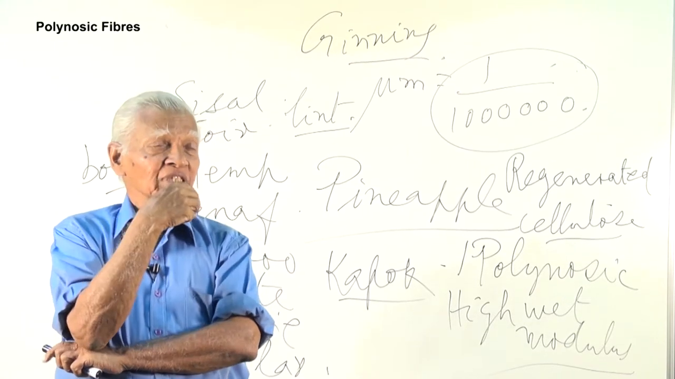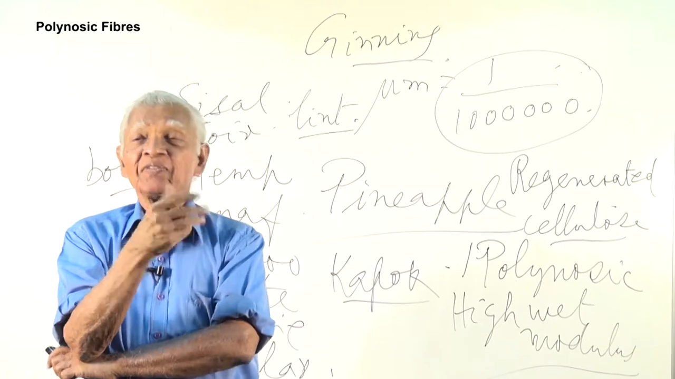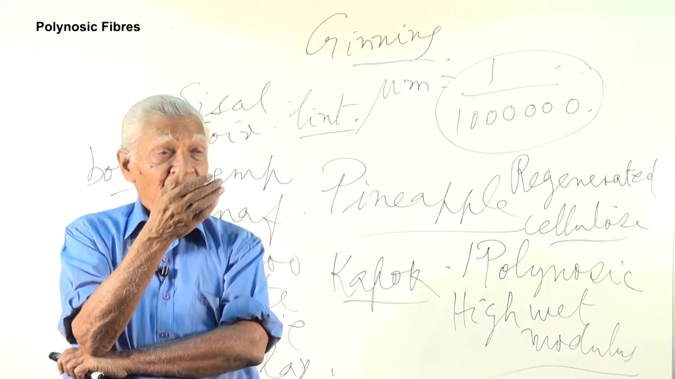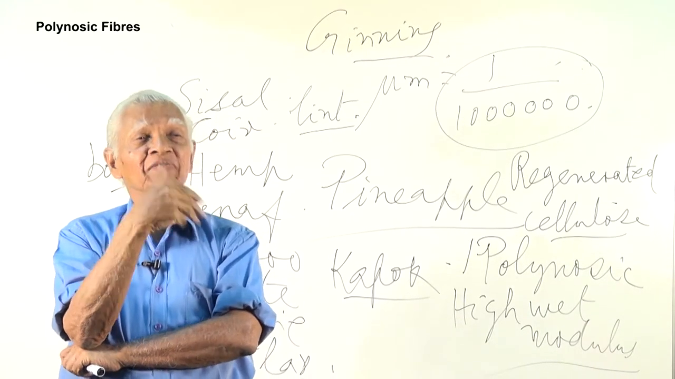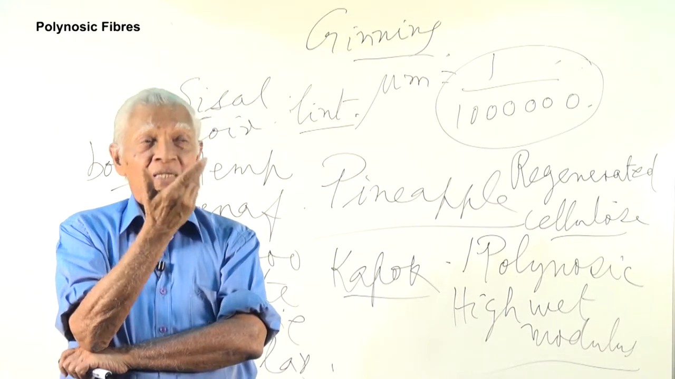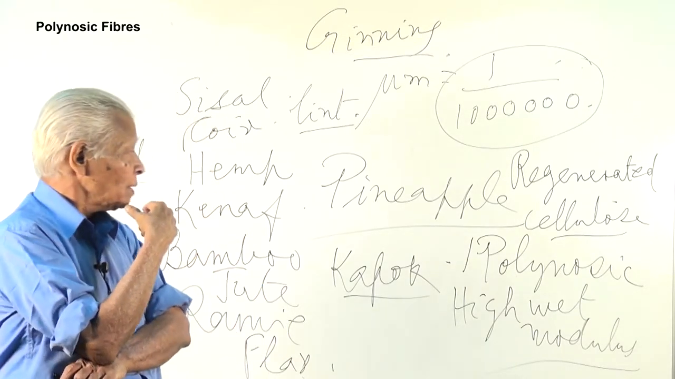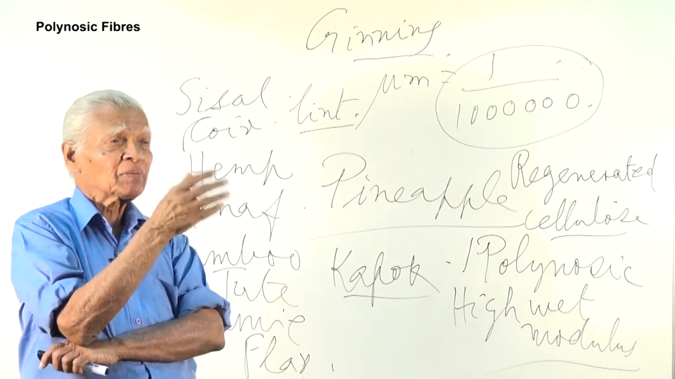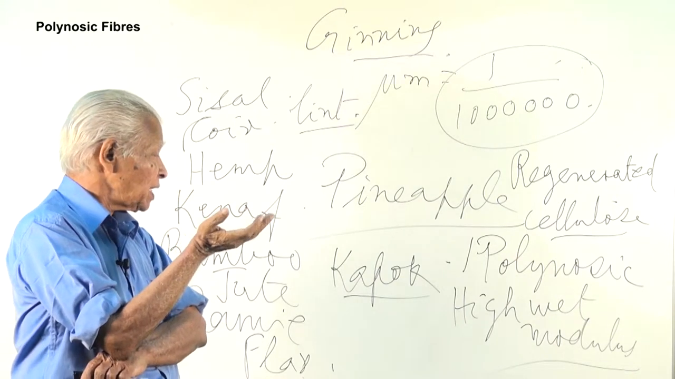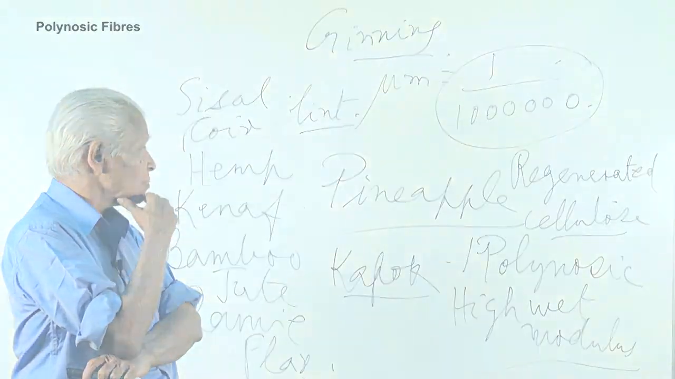The one problem with regard to this viscose rayon was that when it was put in water, it lost 50% of its strength. That was avoided by producing high wet modulus fibers, so that the loss in strength may not be, let us say, 50%, it will be only to the extent of 20%. This was possible because of the development of new technology and the chemistry behind this process.